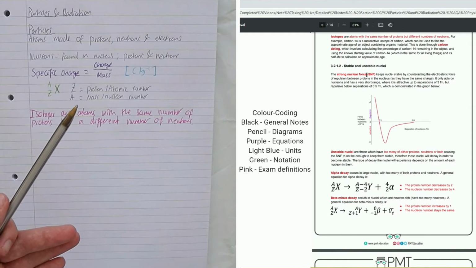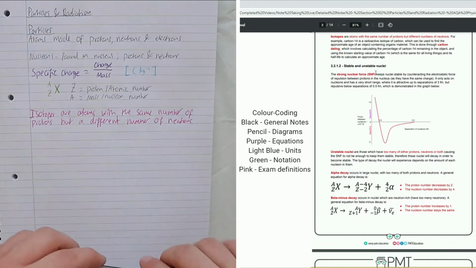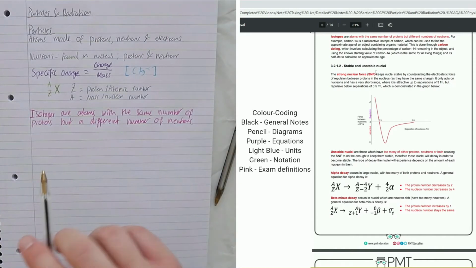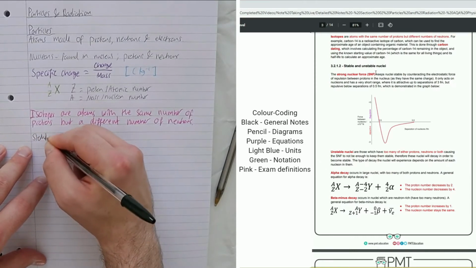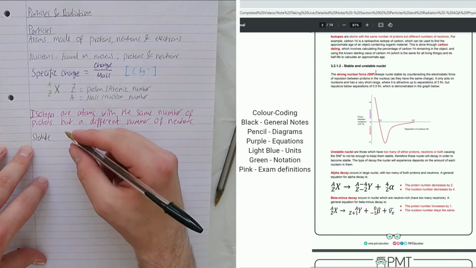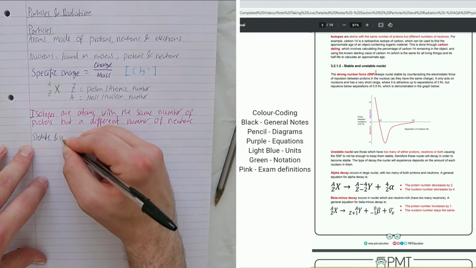Now we're looking at stable and unstable nuclei. You can write a little subheading if you'd like. Let's just do it to be super neat. So stable. I promise I'm not going through all of these notes, by the way. It'll only be a short session, so I'm not going to go through all of these. So stable and unstable.